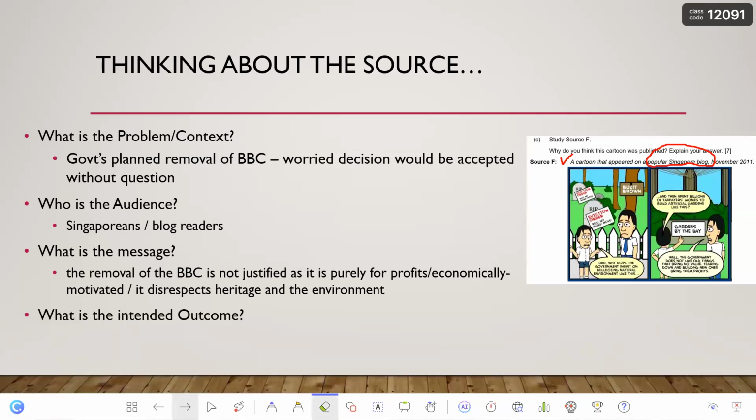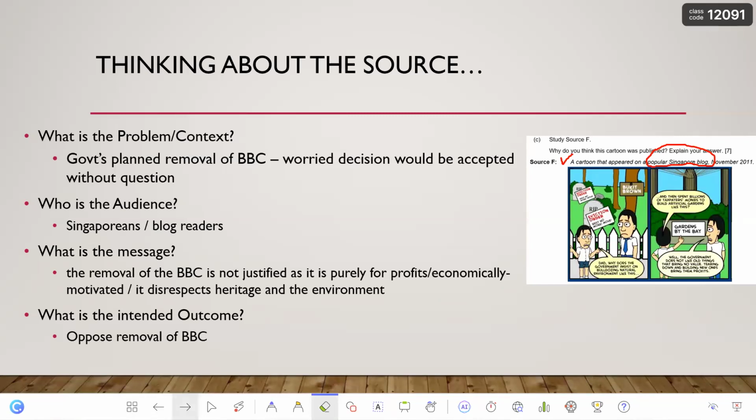And finally, what is the intended outcome? Having studied this particular cartoon, what does the cartoonist want to achieve? What does he or she want the audience to do in response? Remember the outcome must be phrased as a response. So clearly you can say that in order to get the blog readers, or Singaporeans, to oppose the removal of the Bukit Brown Cemetery or protest against the removal of the Bukit Brown Cemetery. So these are the various components that you need in your answer.